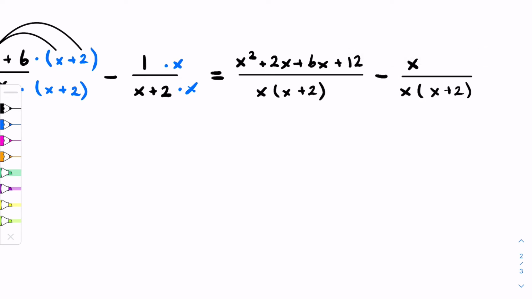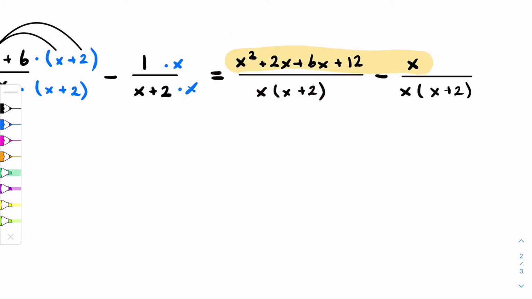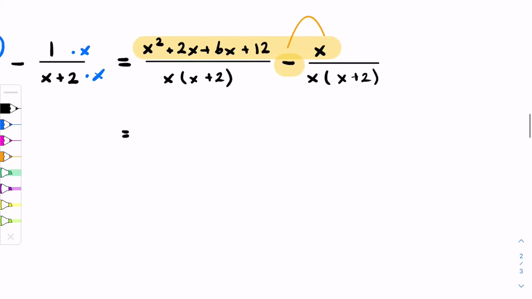Now I can add my numerators, but when I add my numerators together, you just have to be careful of that subtraction sign because, of course, you are going to have to subtract everything in the second set of parentheses. In this case, it's just one single term, so not so challenging, but previous problems have been a little bit more challenging.